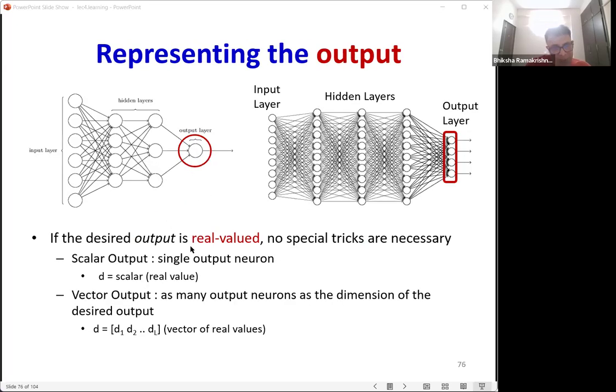Now, what about the desired output? The desired output can be real valued, or a continuous number, or it can be a classification output, right? If the desired output is a real value, like a regression, it can be anything. Then you have no special tricks required. Typically, we don't even use an activation function. You're just going to compute a weighted sum of the outputs of the penultimate layer. If the desired output is a scalar, the network will have a single output, which is a scalar. If the desired output is a vector, the network is going to have many outputs. Basically, it's just a network, and when you're trying to predict real valued numbers, there's nothing magical. You don't even need an activation function. You just compute a weighted sum, the affine function of the outputs of the penultimate layer.